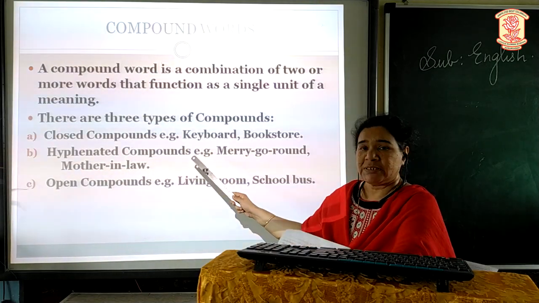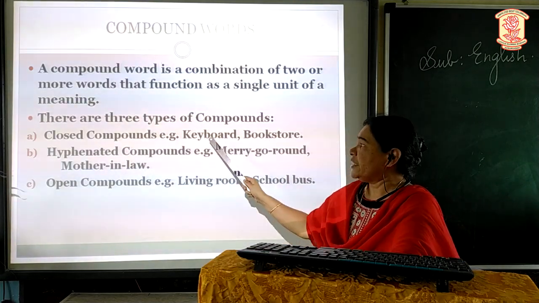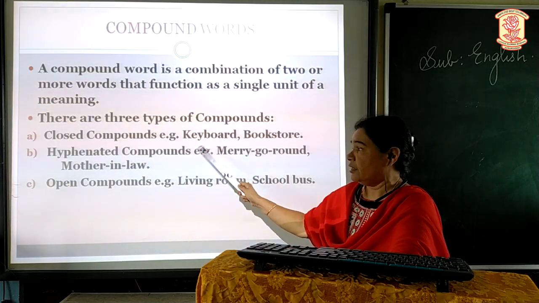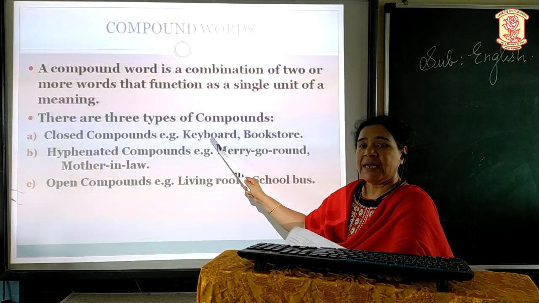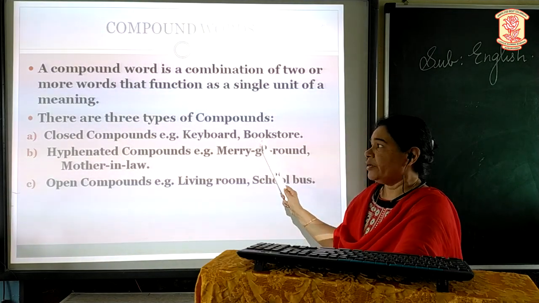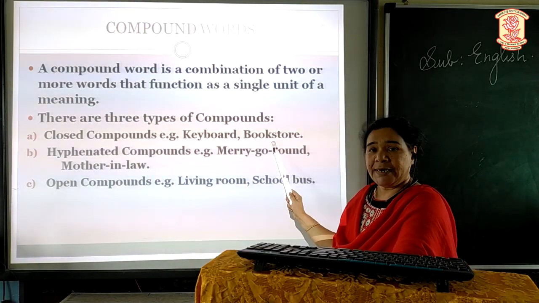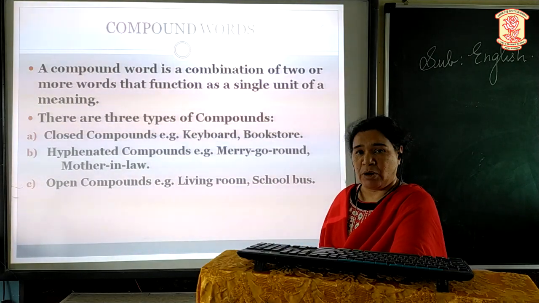Close compounds. Example, keyboard and bookstore. Close compound means there is no space between the 2 words. Key is one word, board is one word. There is no space, so it is considered as only one word. Here book is one word, store is one word. It is considered as one word. That is why it is known as close compounds.